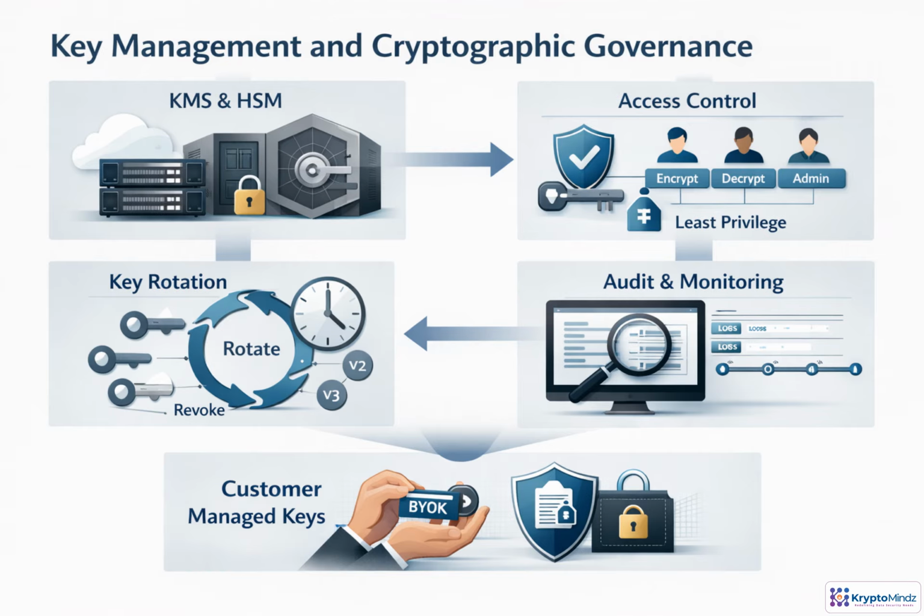Encryption depends on strong key governance. Centralize keys in a KMS or an HSM for higher assurance, so applications do not handle raw secrets casually. Enforce least privilege by separating encryption, decryption, administration, and rotation into distinct powers. Keys also need lifecycle controls, including rotation, revocation, versioning, and audit trails. For regulated or highly sensitive AI workloads, customer-managed or bring-your-own key models provide stronger ownership and accountability.